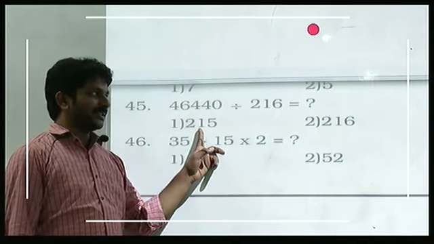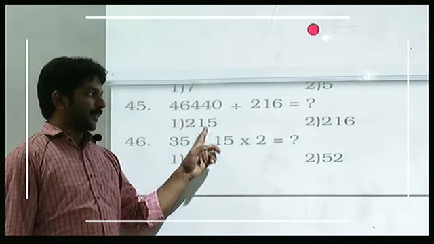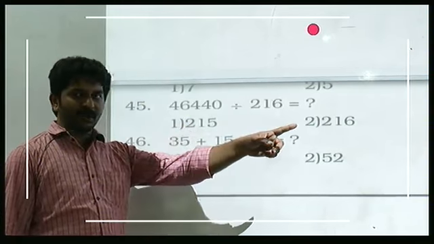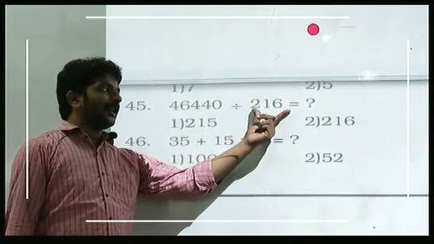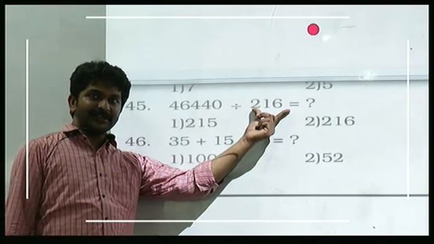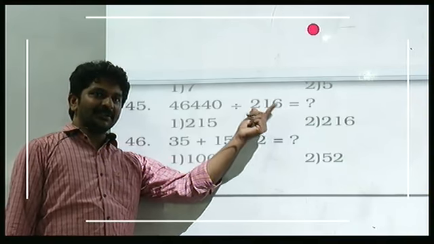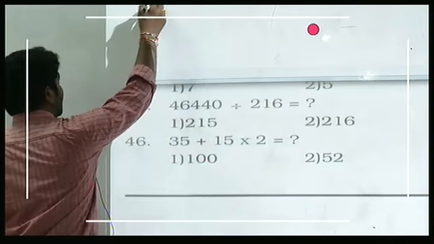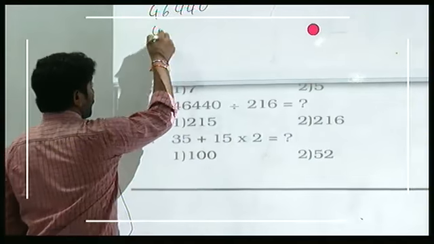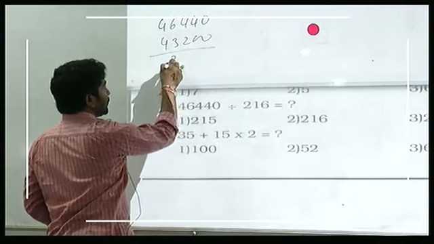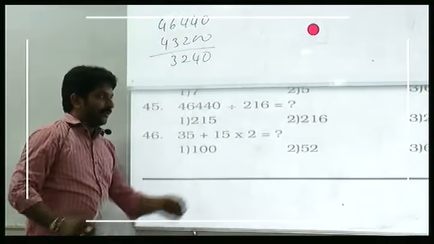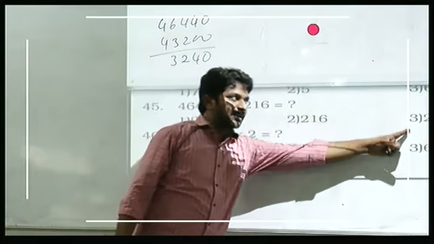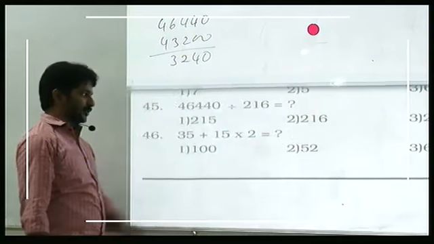So the answer is either the first option or the third option. Either 215 times or 205 times. 100 times of this number is 21,600. 200 times is 43,200. And the difference between 46,440 and 43,200 is 3,240. Which is definitely more than 10 times of this. Yes or no? Hence the third option cannot be your answer. All others are eliminated. Answer 215.